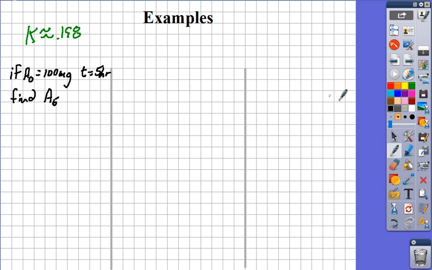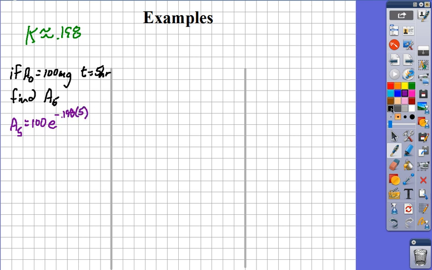Okay? So what do we do? Well, we substitute what we know. We don't know the end amount, A sub T. That's A sub 5 is what we're looking for, so we can go ahead and rewrite instead of a T, we can put a 5 there. And A sub 0, our starting amount, we do know is 100, times e to the negative 0.198, times time, 5 hours.